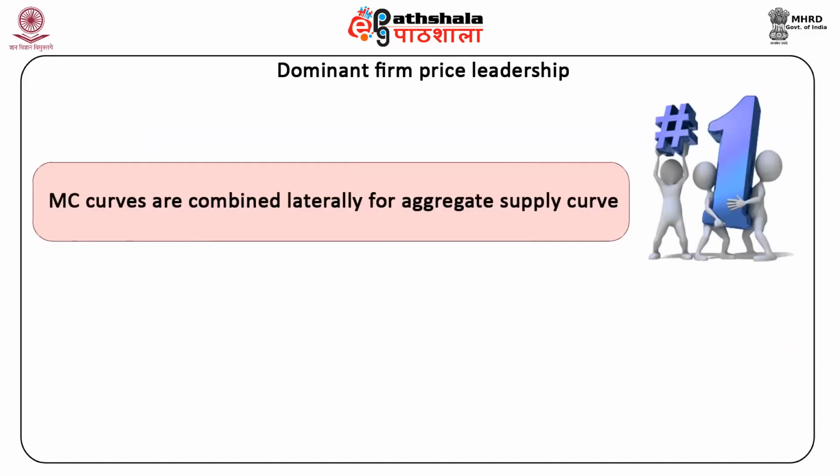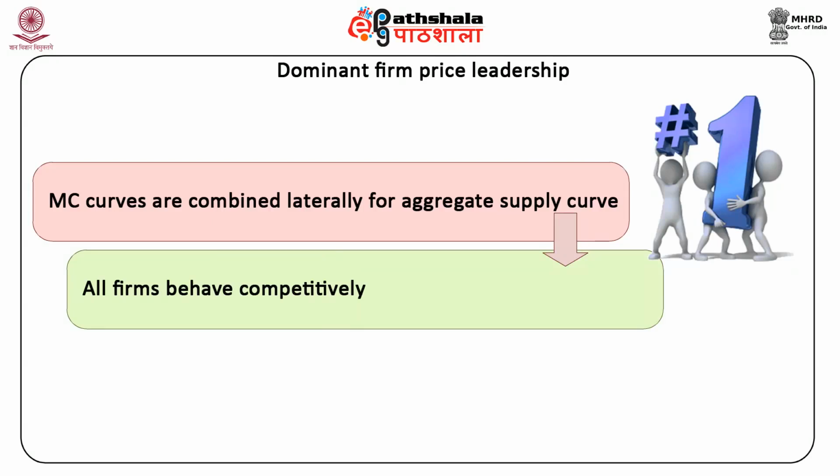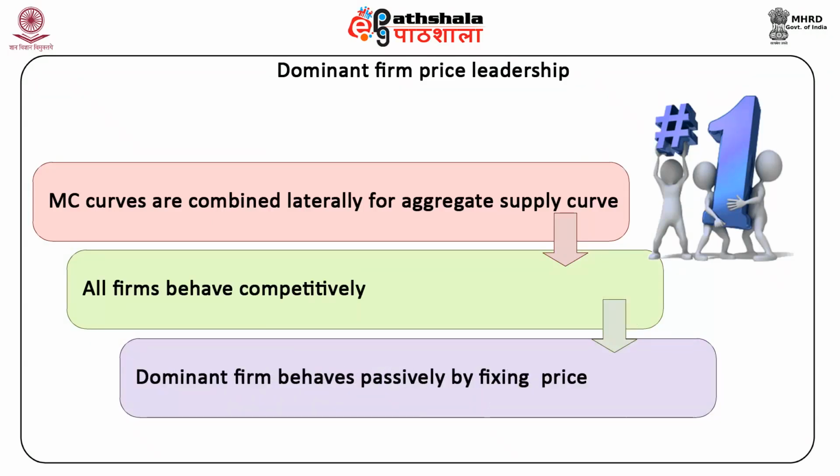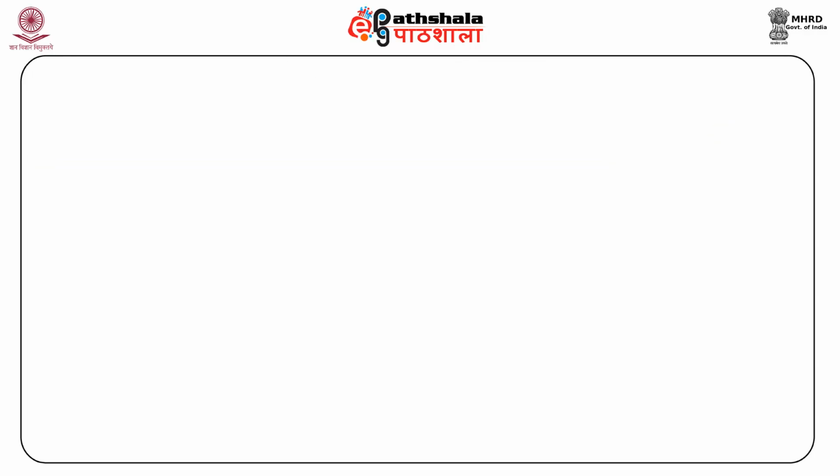Moreover, the MC curves of all the small firms are combined laterally to establish their aggregate supply curve, where all these firms behave competitively while the dominant firm behaves passively by fixing the price and allowing the small firms to sell all they wish at that price.